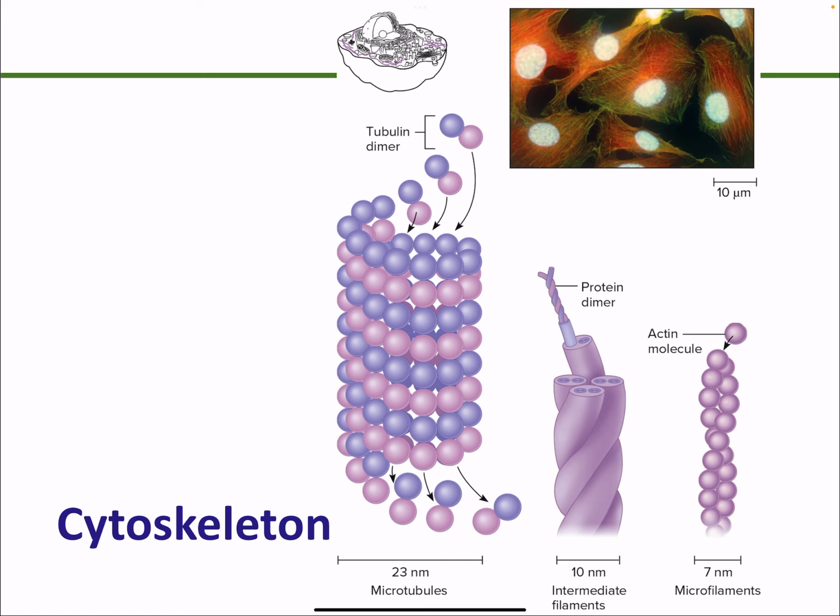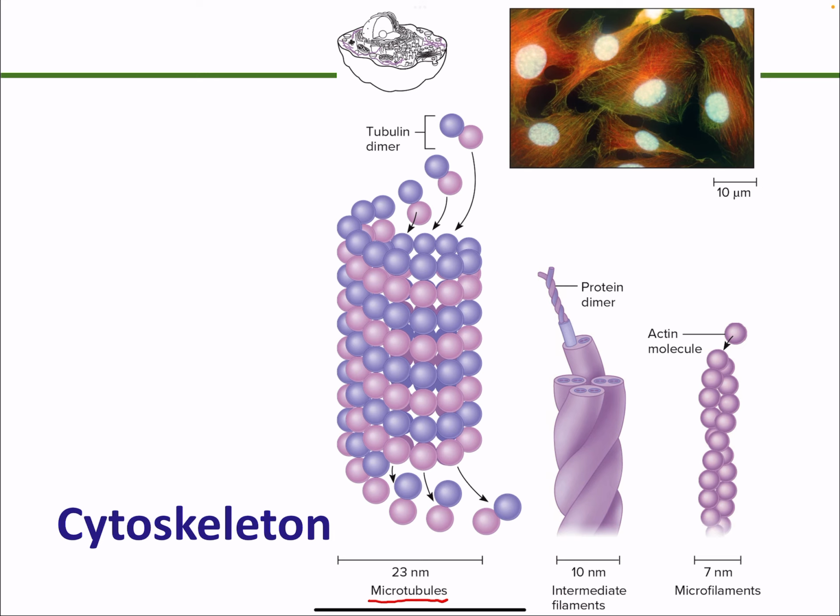Going further, we have the cytoskeleton. The cytoskeleton is basically the skeleton of the cell. That skeleton of the cell is going to be made up of three types of fibers. The first type of fibers we're going to address is going to be the microtubules. The microtubules are the thickest cytoskeletal fibers found in the body.